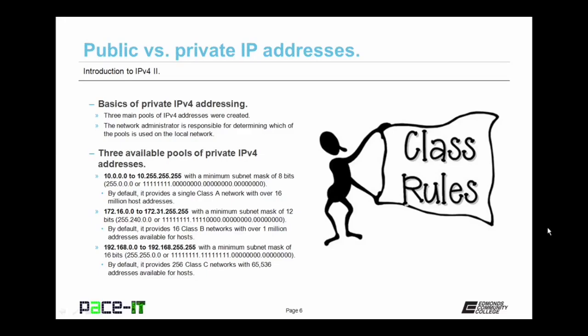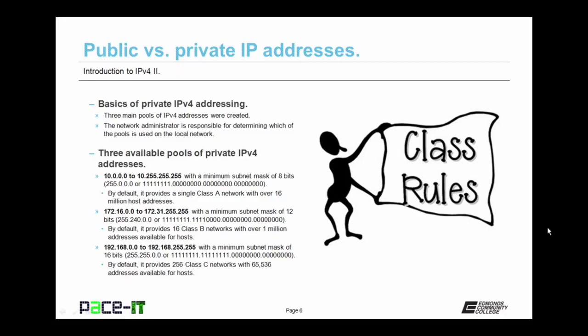The second pool that's available is 172.16.0.0 up to 172.31.255.255. Now this can be used with a minimum subnet mask of 12 bits. By default, it provides 16 Class B networks with over 1 million host addresses available in each network.